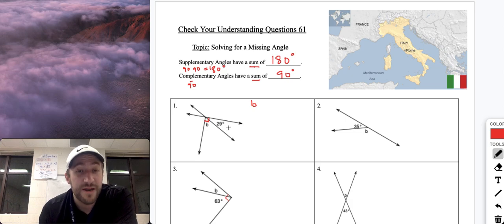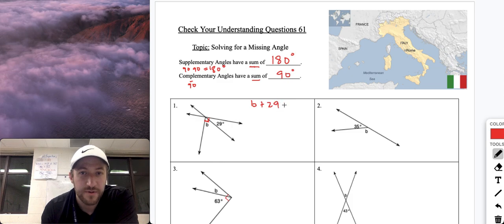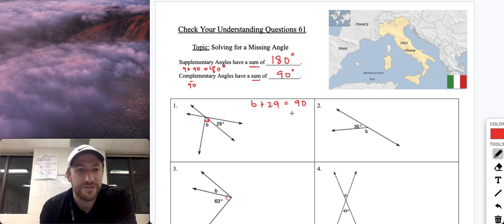Now these are complementary angles, meaning that when I add these two up, they equal 90. So let's look and see how easy this is. B plus 29, because again, when I add them up, they equal 90. B plus 29 equals 90. All right? It's how we would say it, and how we write the equation, which is great.